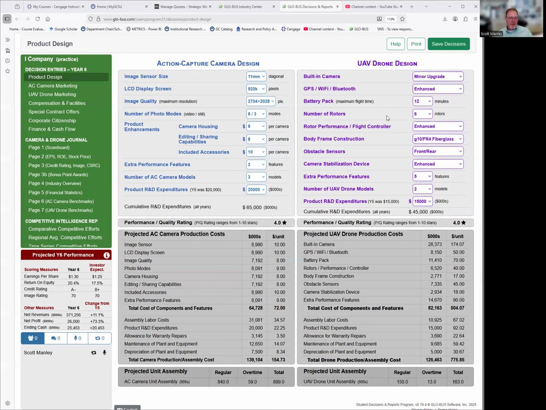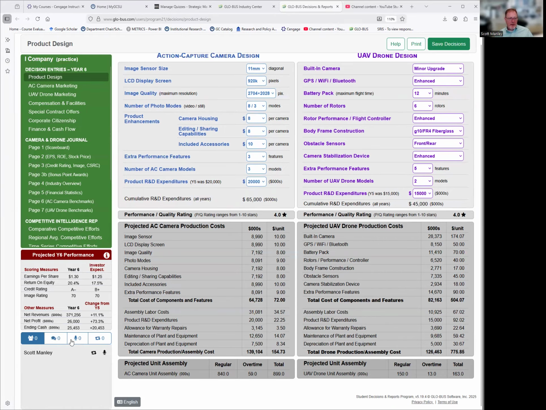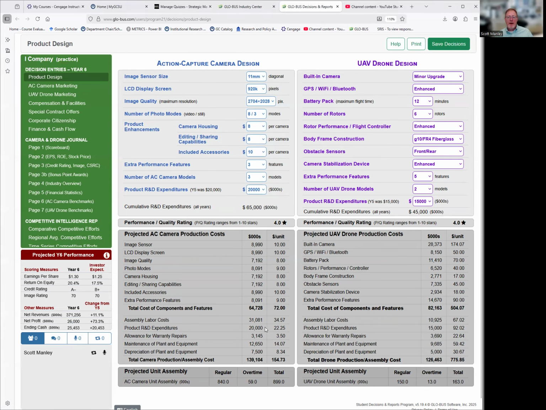So as we start out, I would like to point out to you that we are expected to have $26 million in net profit. So I've highlighted that number there on the screen so that you can see it, 26 million in net profit. And as we start, it's projected that our PQ rating is going to be 4 stars and our production cost per unit will be $154.73.